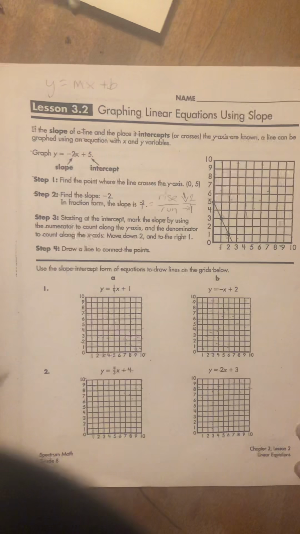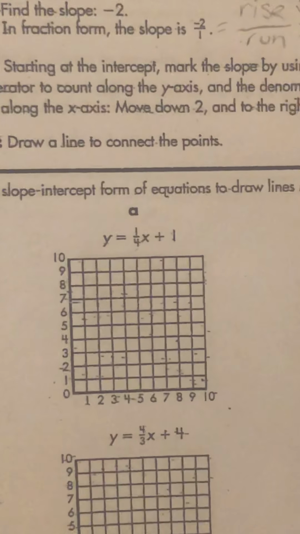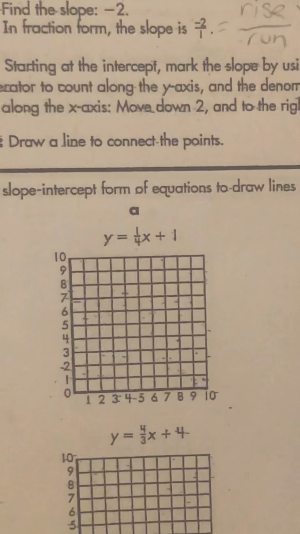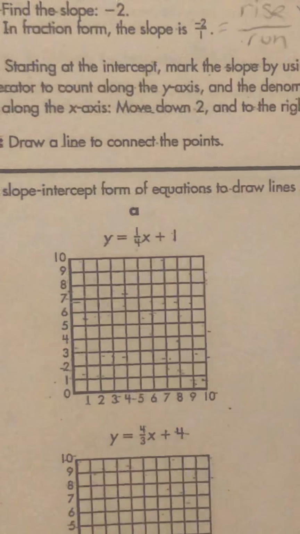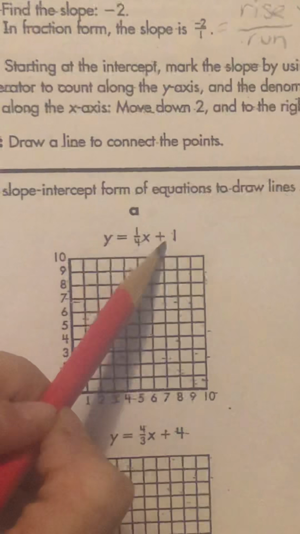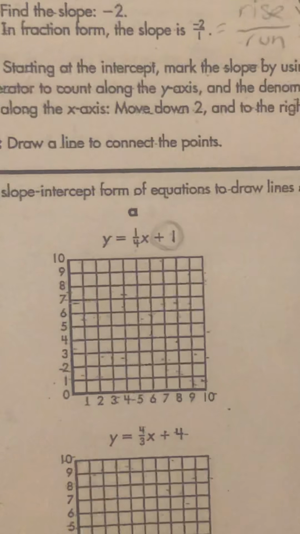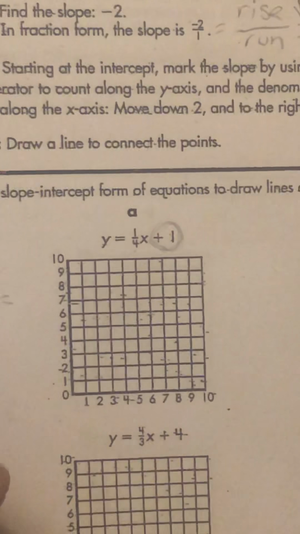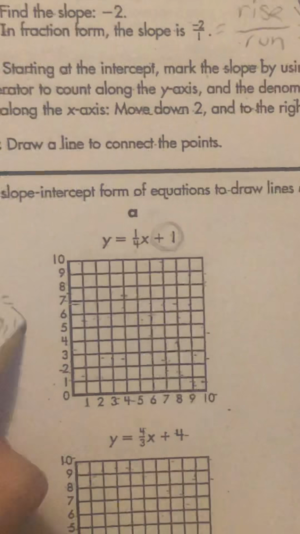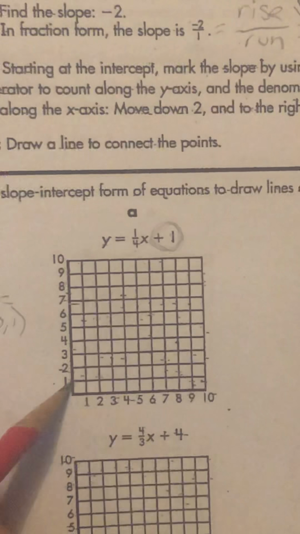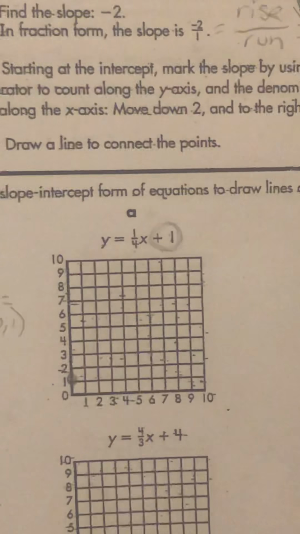Let's try it with this equation. For 1a, given the equation y equals 1/4 x plus 1. If I follow the steps that I just mentioned up here, my first step is always to identify the y-intercept. Always identify the b. My b is a positive 1, which tells me that my y-intercept is when x is 0, y is 1. X is 0, y is 1. I can plot my first point.